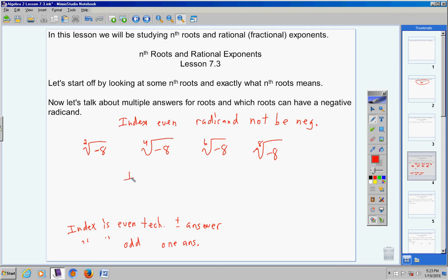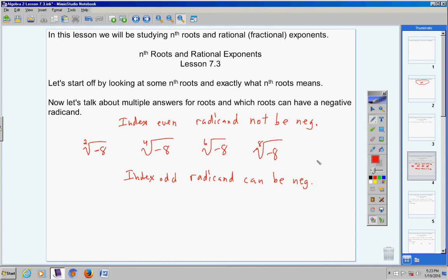However, if your index is odd, your radicand, if I'm going too fast, just pause the video, your radicand can be negative or positive for that matter. It can be either one. If your index is odd, your radicand can be negative. Write that down, know it. This will make two great quiz or test questions.